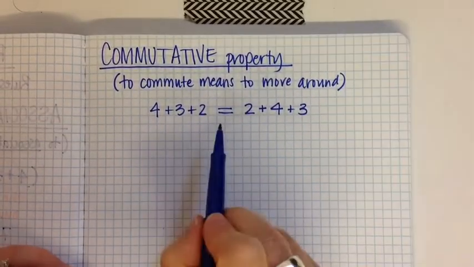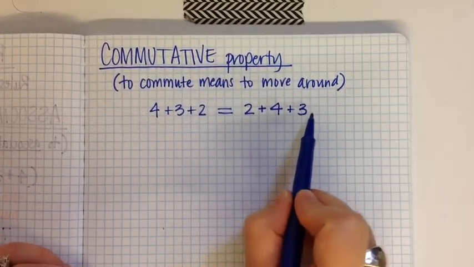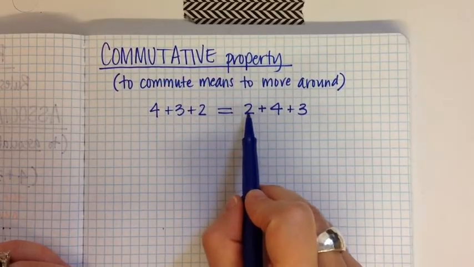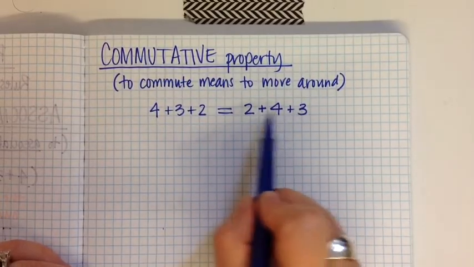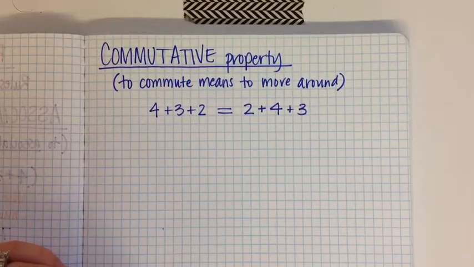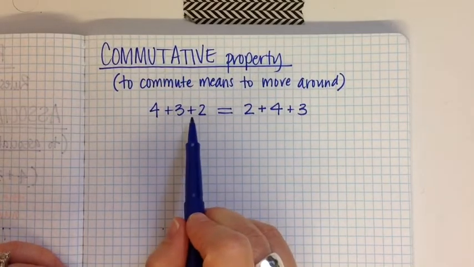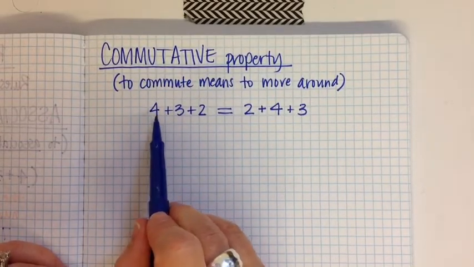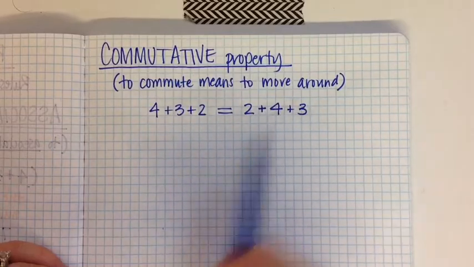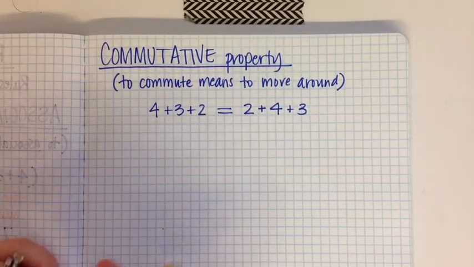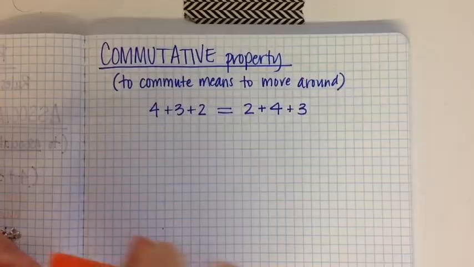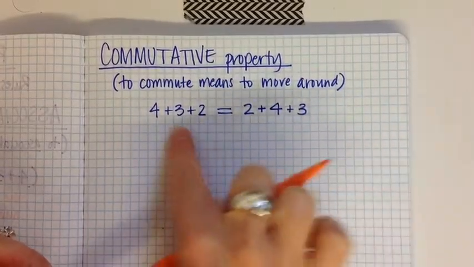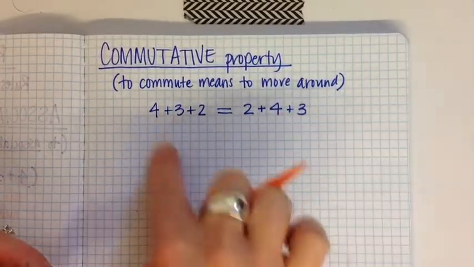I could have also put 2 and then 3 and then 4, or I could have put 3 and then 4 and then 2, so there's lots of different ways that you could write that. The only real thing you have to make sure of is that you do in fact move them. So these are still going to be equal, and I'll show you that in just a second. We'll use the order of operations and solve them.